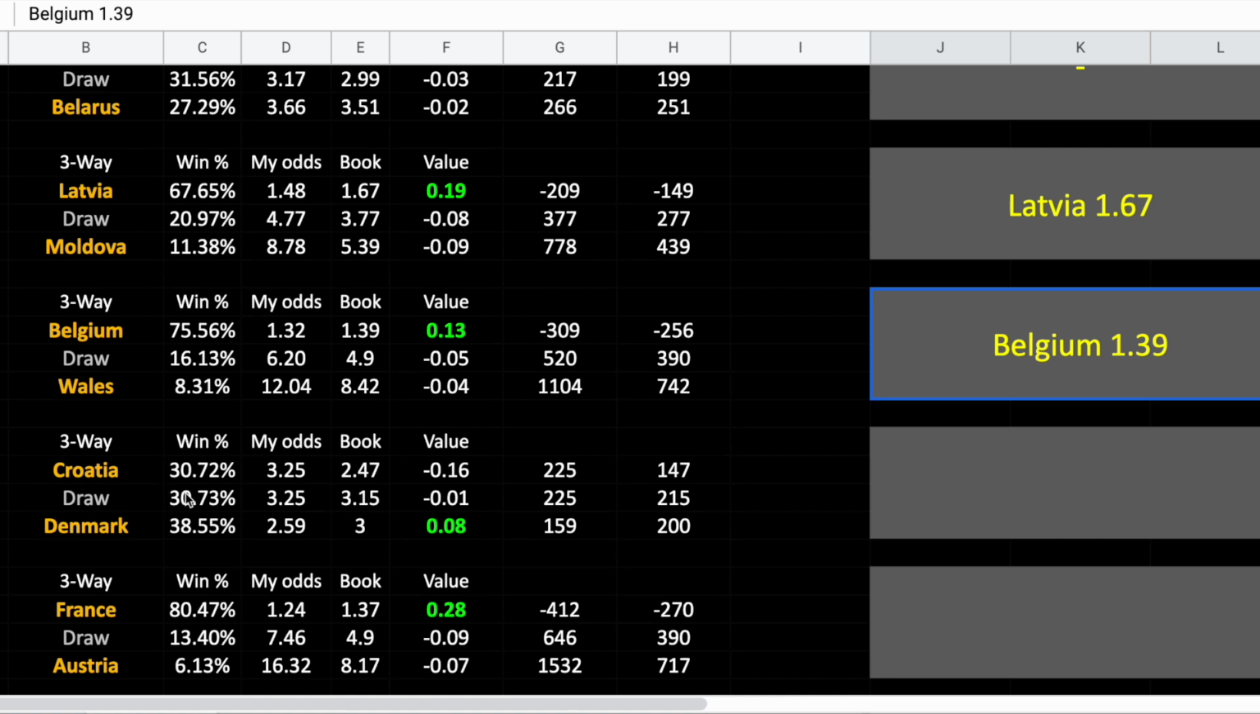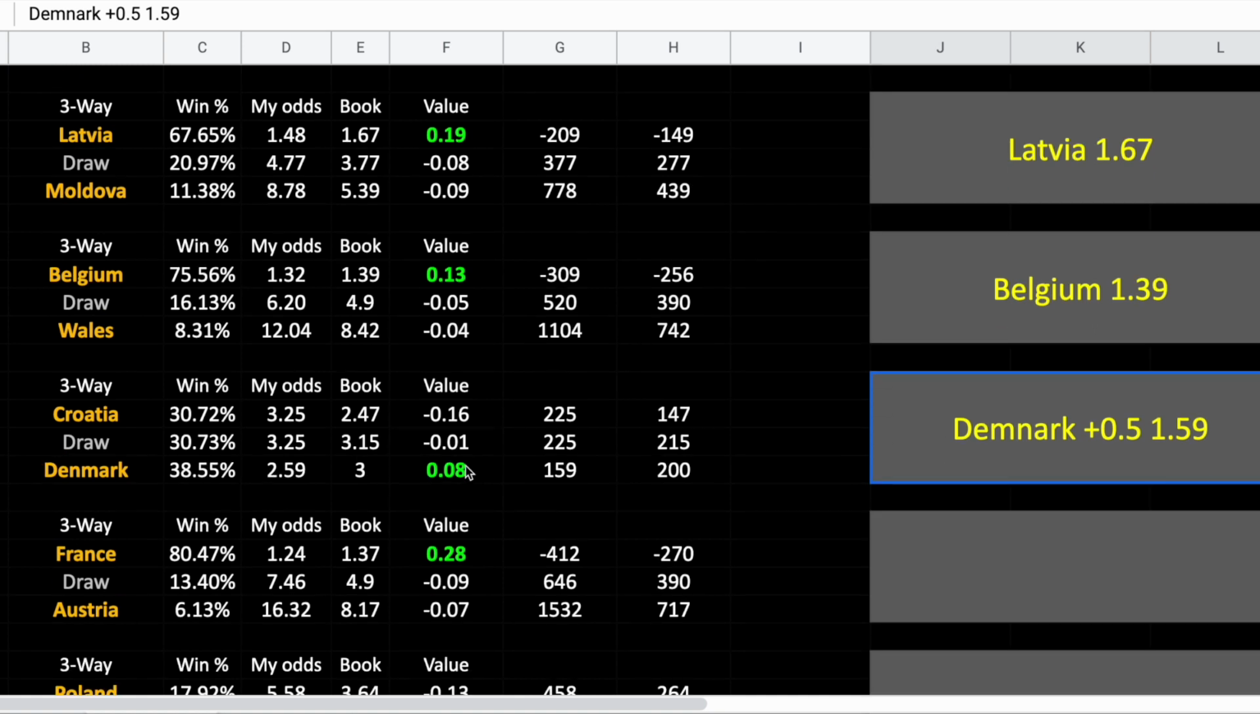Croatia, Denmark. Based on my projections, Denmark is underrated in this game, so I would pick Denmark plus 0.5, and you can get them at around 1.59, maybe 1.60. I think this is the best bet in this game if I need to pick something, but as you see, 0.08 is not such a big value.